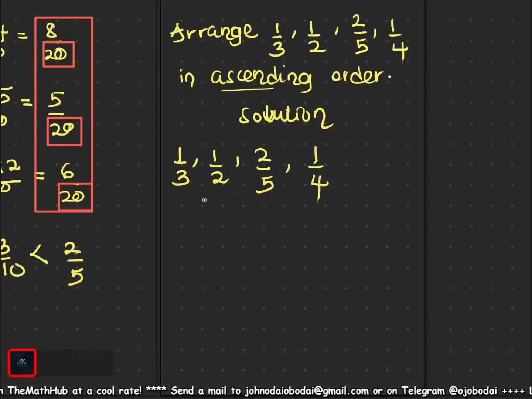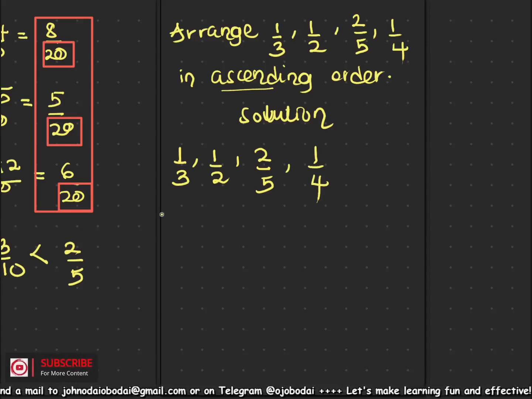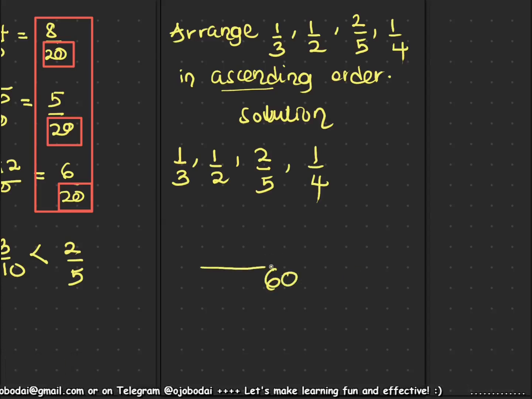Then you look for the LCM. So you want the LCM of 3, 2, 5, and 4. What number can all these numbers divide successfully? Just as we did in our previous examples, you look for their multiples. So multiples of 3, then look for that of 2, 5, and then 4. You would find out that the LCM is 60. That is a number they can all divide through.